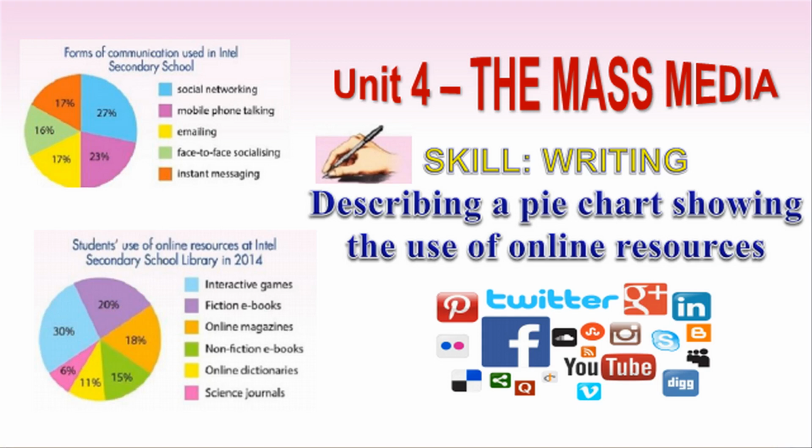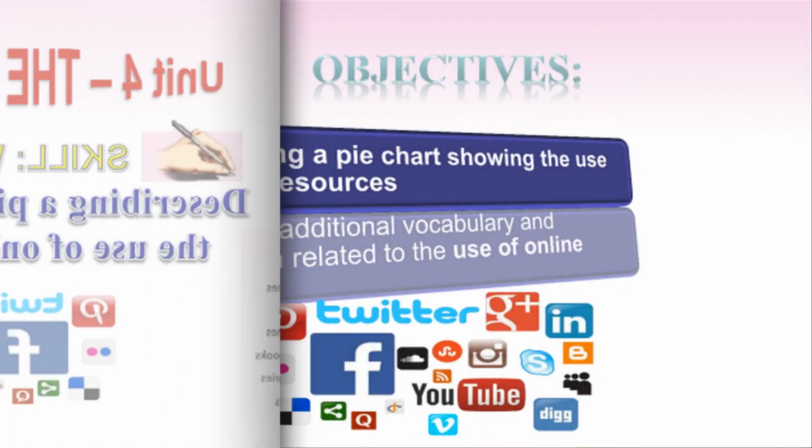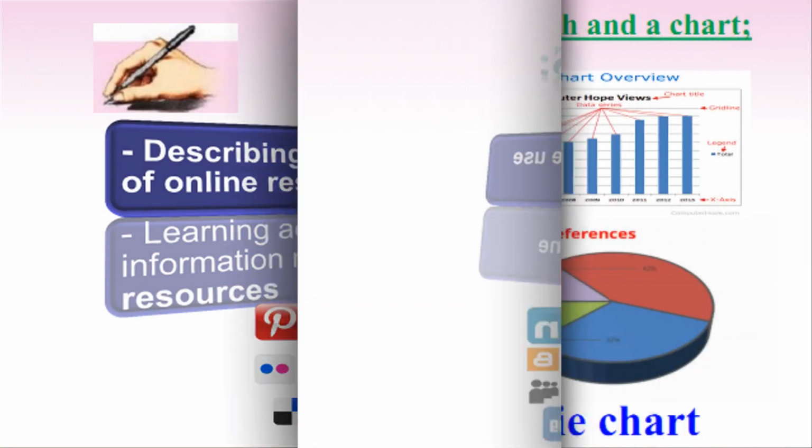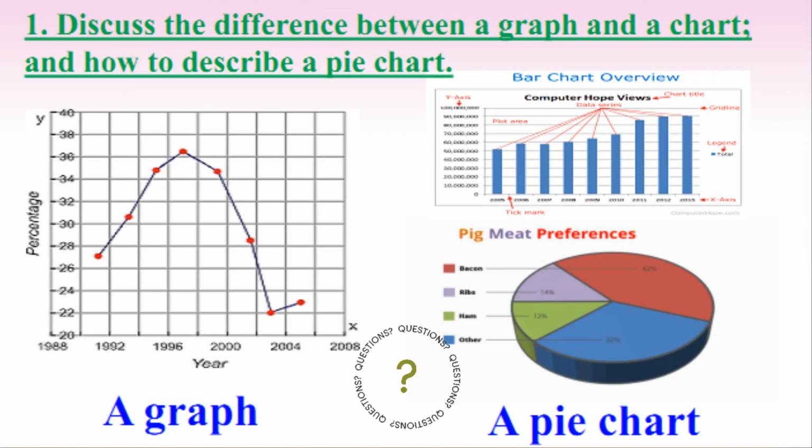Unit 4, the mass media. Skill, writing. Describing a pie chart showing the use of online resources. Objectives. One. Discuss the difference between a graph and a chart, and how to describe a pie chart.